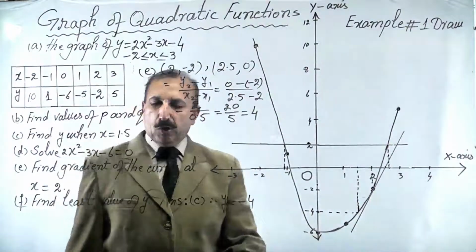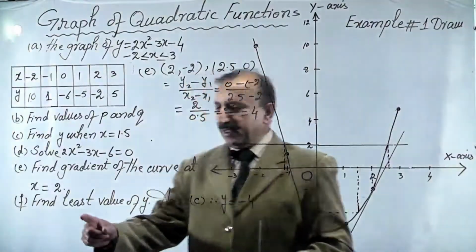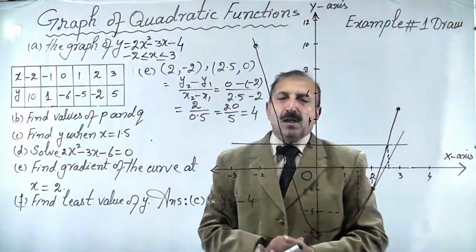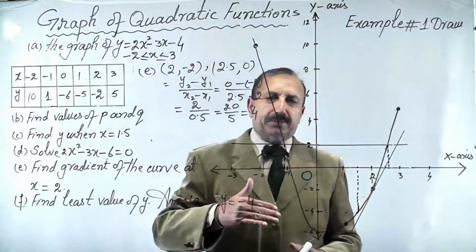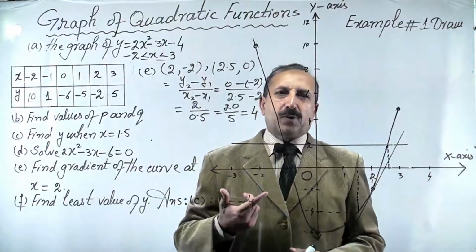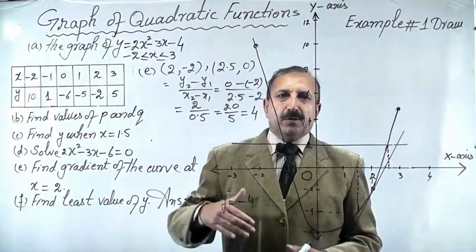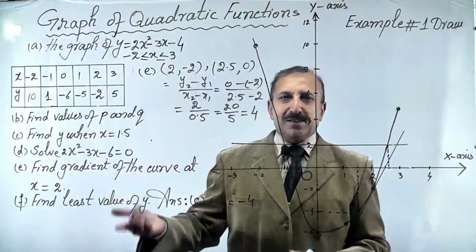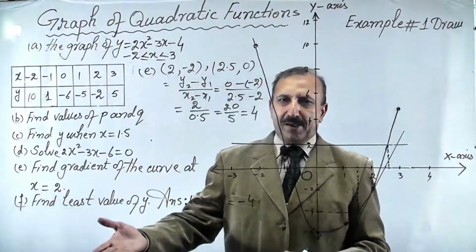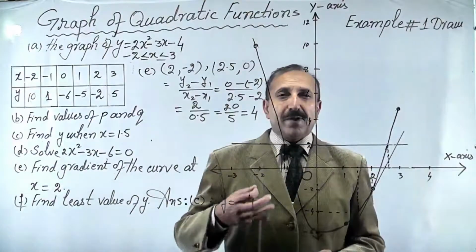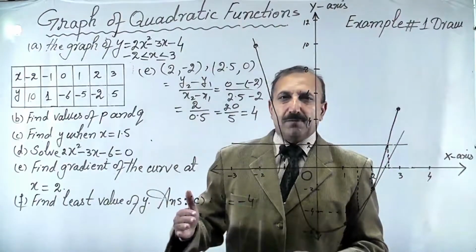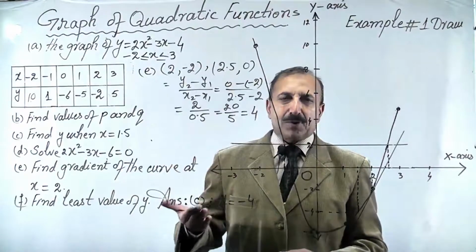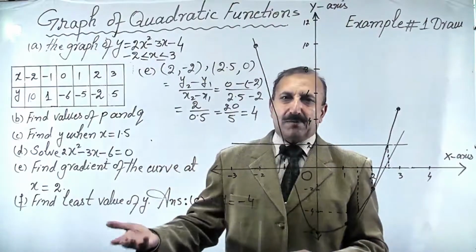And now look at the last part. Find the least value of y, we are supposed to find. In a quadratic function, if the coefficient of x square is positive, my dear student, the question like this might come, that you need to find the least value of the function or least value of y. But if the coefficient of x square is negative, the question will be reversed, that you need to find the maximum possible value of the function or maximum value of y.